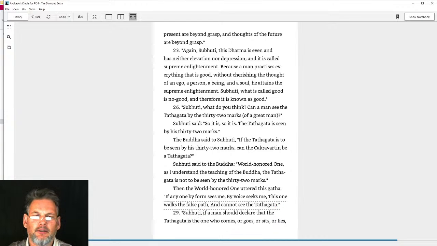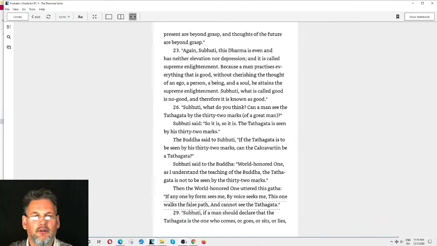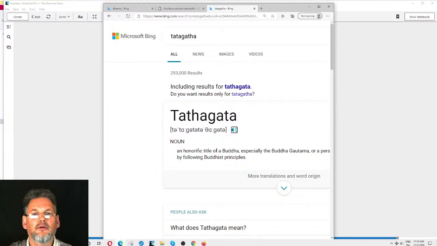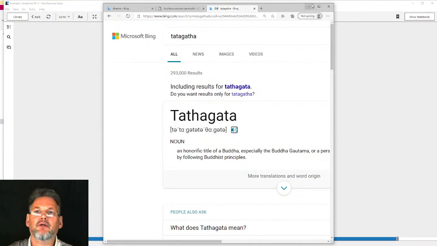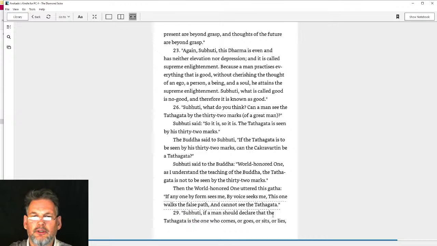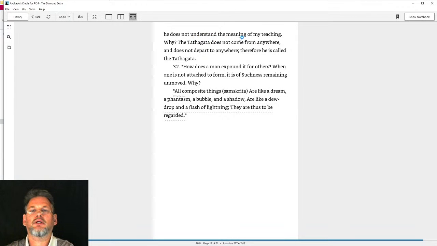So Subhuti, that's the name of the elder who's talking to Gautama Buddha here. Subhuti, if a man should declare that the Tathagata is the one who comes, or goes, or sits, or lies, he does not understand the meaning of my teaching. Why? The Tathagata does not come from anywhere and does not depart to anywhere. Therefore, he is called the Tathagata.